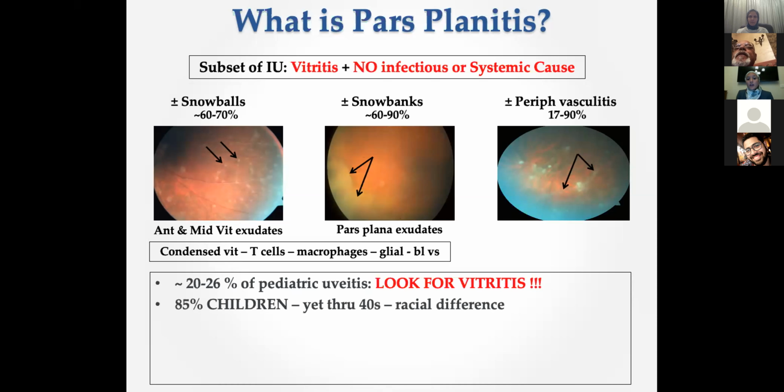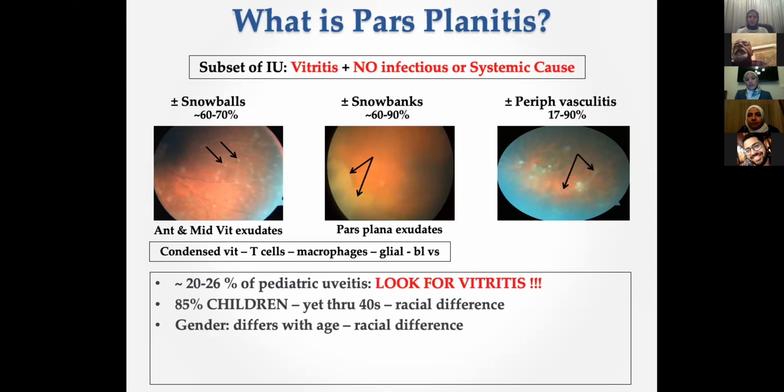Most of the cases are children, even though there are reports of patients through their 40s, and it has been found that there's a racial difference according to the country. In some countries, the main entity were children, and in others they were actually adolescents or even adults. The gender differs with age and according to different populations. For example, in one review article, it has been mentioned that at a younger age it's more common in boys, whereas at an older age it's more common in females, and there's a racial difference between different countries.